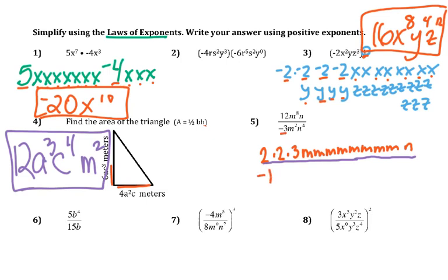-3, I'm going to write that as -1 times 3. And we'll see the reason why in just a second. And then I'm going to write m to the second and then n to the fourth. And I'm going to kind of scoot that down there. You'll see why in just a second.